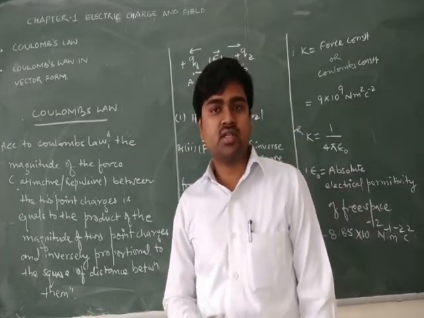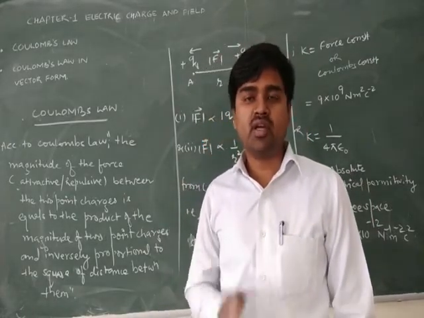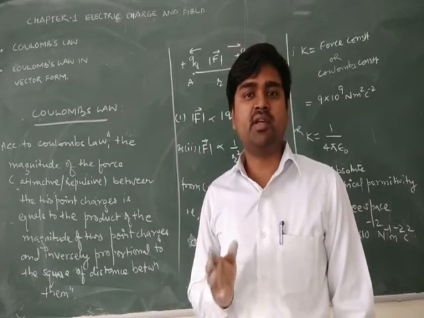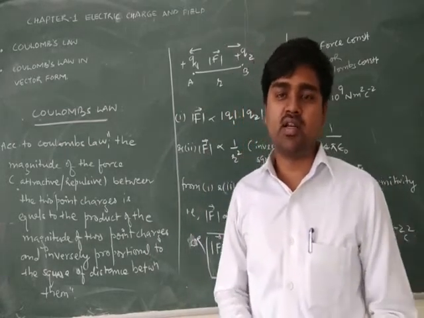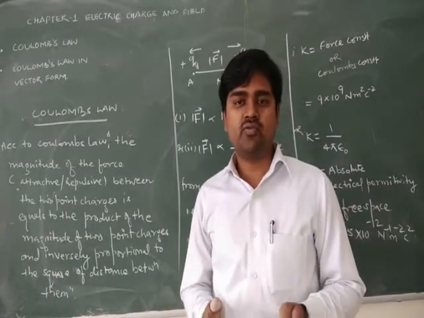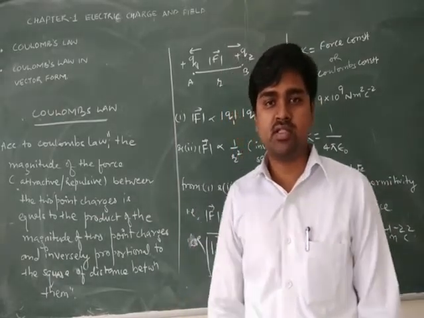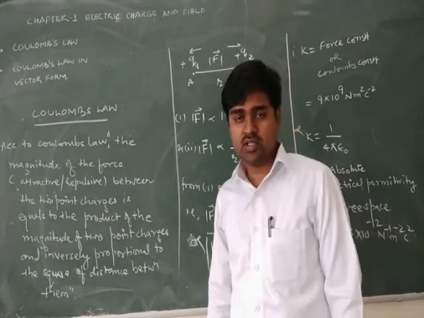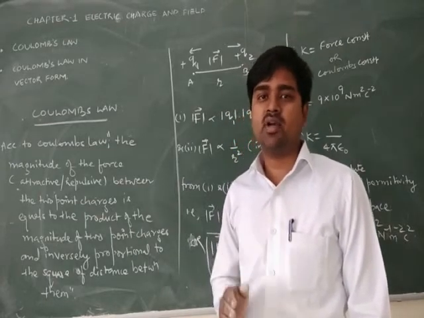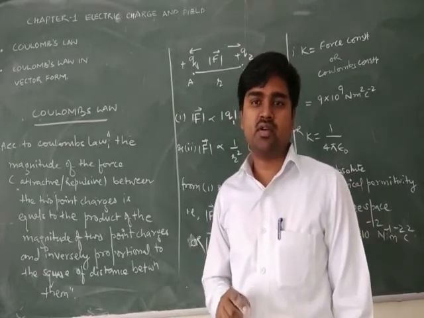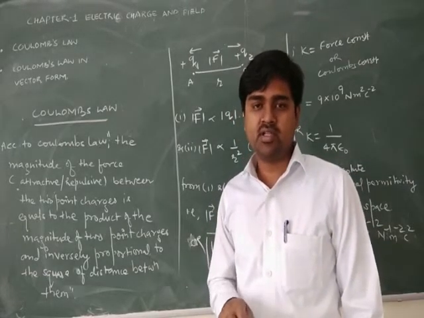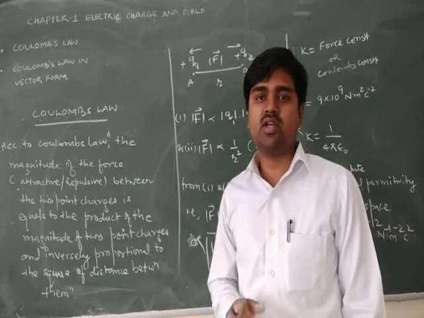According to Charles Augustin de Coulomb, the magnitude of force, maybe it will be repulsive or maybe it will be attractive, acting between the 2-point charges is directly proportional to the product of the magnitude of each charge and inversely proportional to the square of distance between them. It means Coulomb's law also follows the inverse square law.